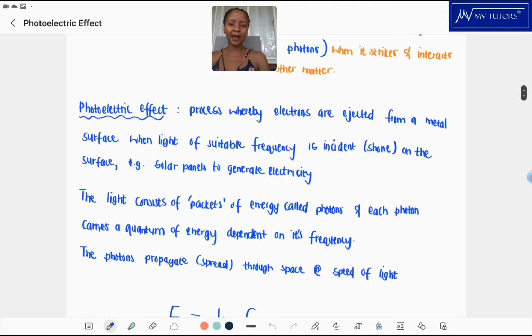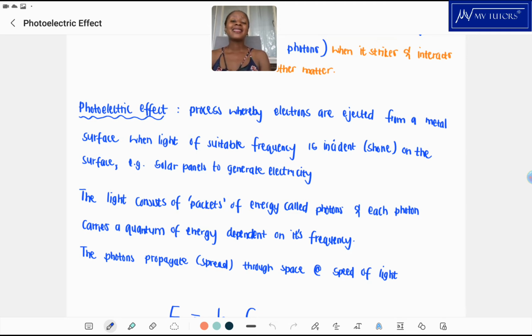So then we get to define what the photoelectric effect is. Basically, it's a process whereby electrons are ejected from a metal surface when light of suitable frequency is incident, or shone, on the surface. I've also given an example there, that solar panels are used to generate electricity.